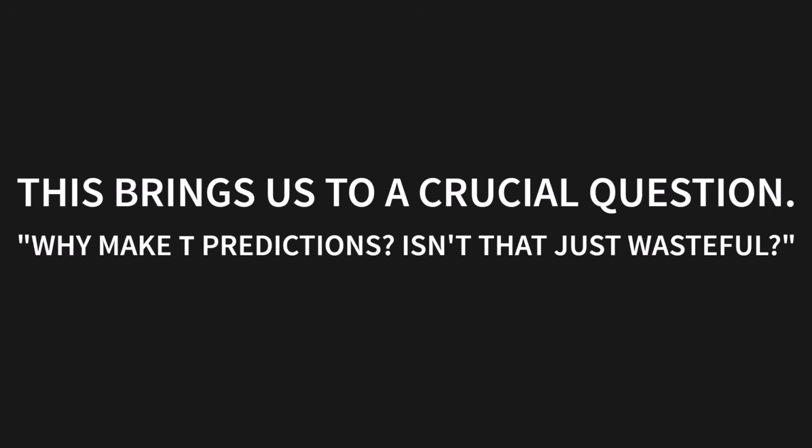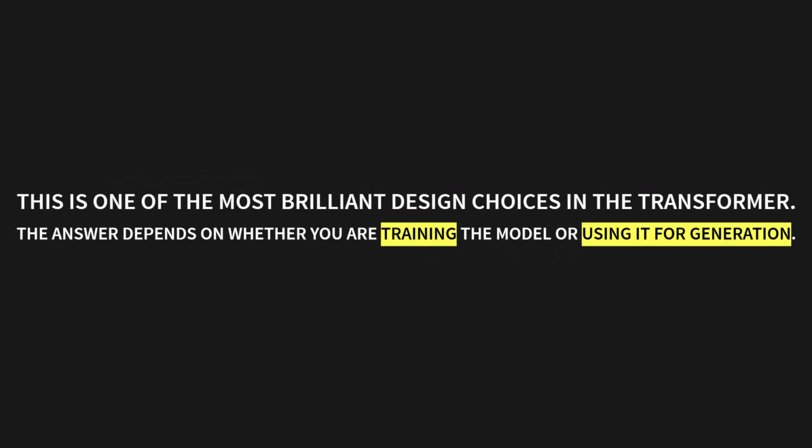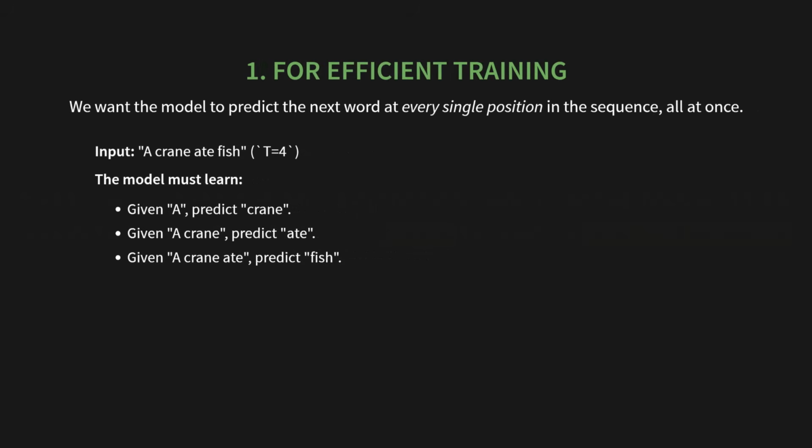This brings us to a crucial question. Why make T predictions? Isn't that just wasteful? This is one of the most brilliant design choices in the transformer. The answer depends on whether you are training the model or using it for generation. First, let's talk about efficient training. When we're training, we want the model to predict the next word at every single position in the sequence, all at once. For example, if our input is "a crane ate fish", which has a T of 4, the model has to learn multiple things simultaneously.